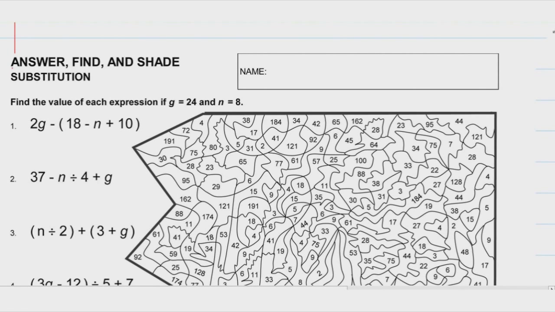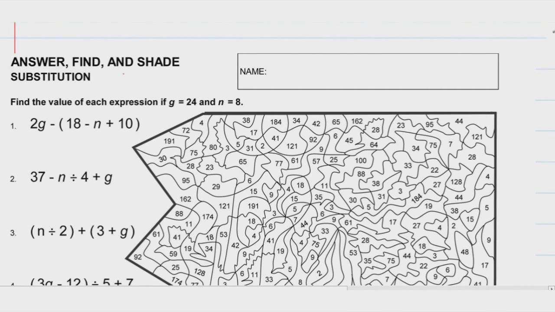An answer, find, and shade worksheet that's covering substitution. And substitution means that you're just replacing or changing a variable to something else. It could be another expression, could be another variable. Usually it's a number. And today we're just changing variables to numbers. We're substituting. It's kind of like when you have a substitute teacher. The substitute is replacing your teacher.